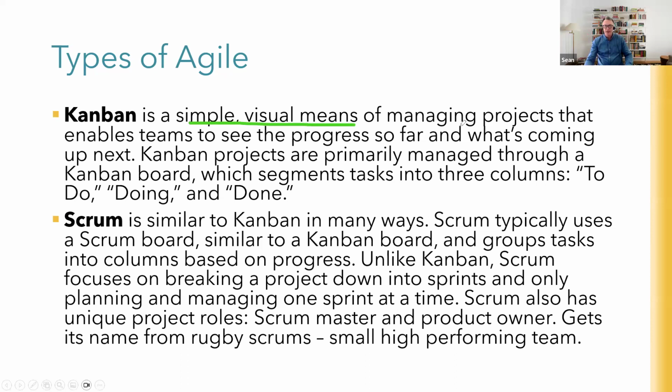It's a simple visual means of managing projects that enables teams to see the progress so far and what's coming up next. The default columns are to do, doing, done. Other columns you can add are like stuck, or I often put the backlog there too. So an item or user story moves from the backlog into the to-do column and the team pulls that through.